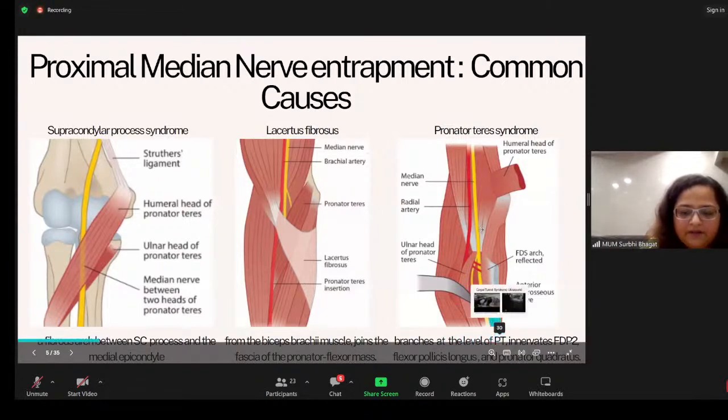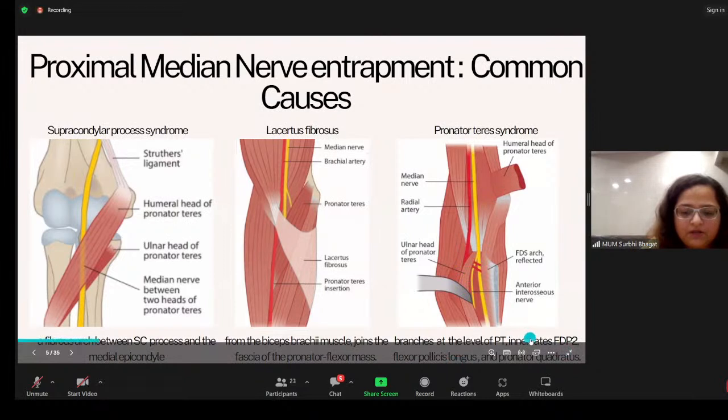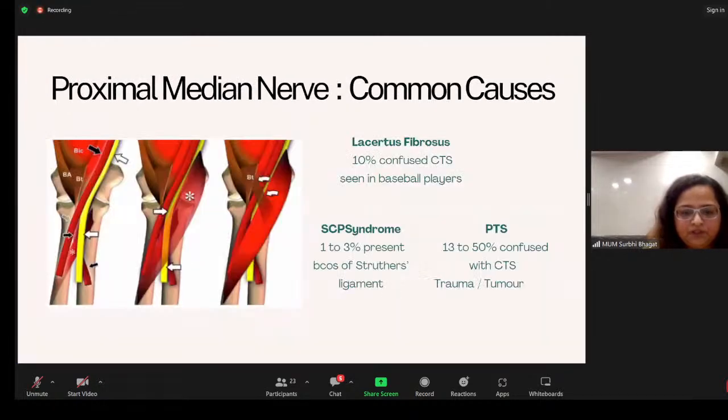Here we have to remember that the continuity of the median nerve innervates the other muscles, which I showed you in the previous section, whereas the AIN supplies the flexor pollicis longus, the pronator quadratus, and flexor digitorum profundus muscles. So with this clarity in mind, we come to the next slide, where I again take you from left to right to see how the median nerve lies in relationship to the ulnar head of the pronator teres.